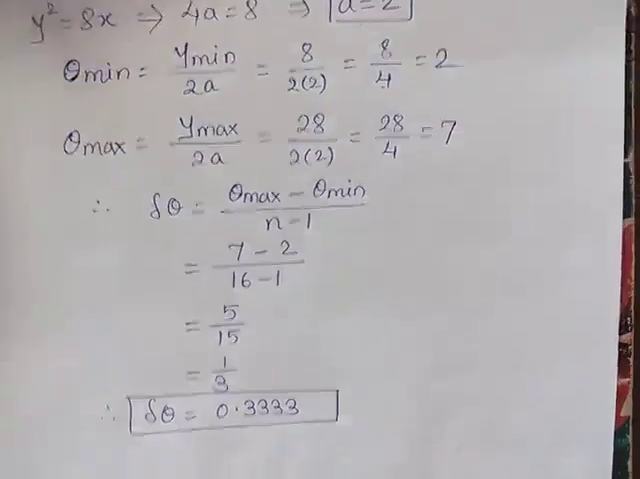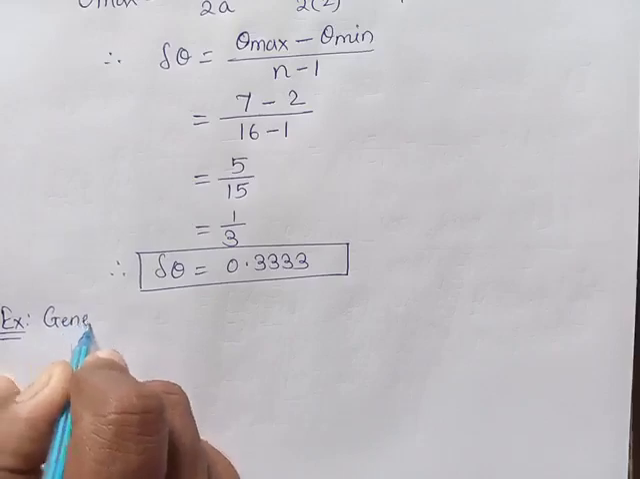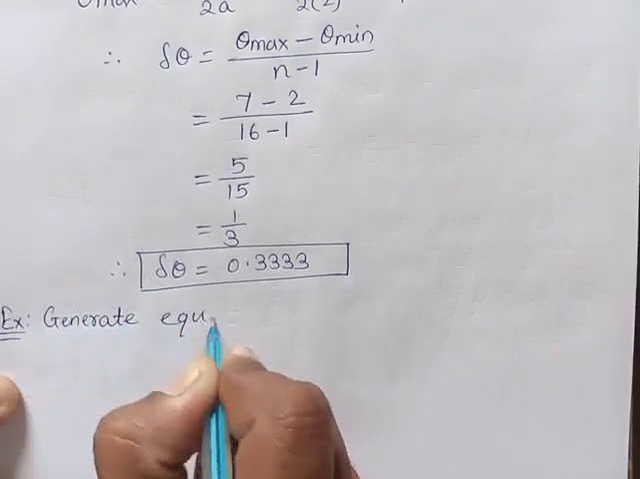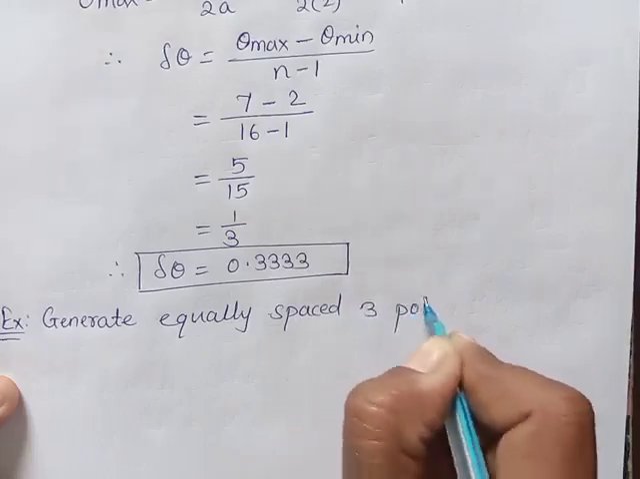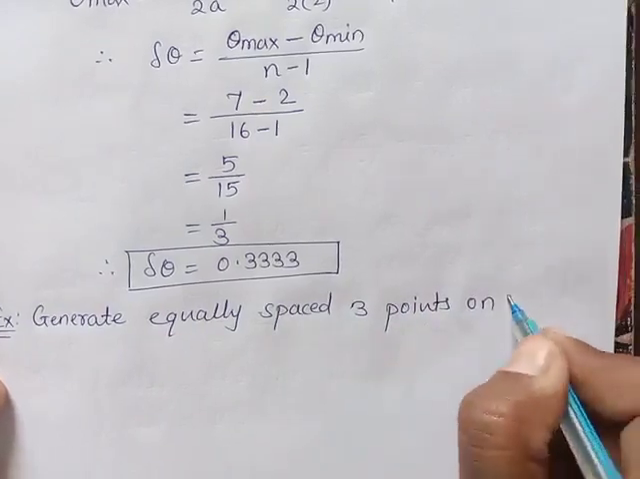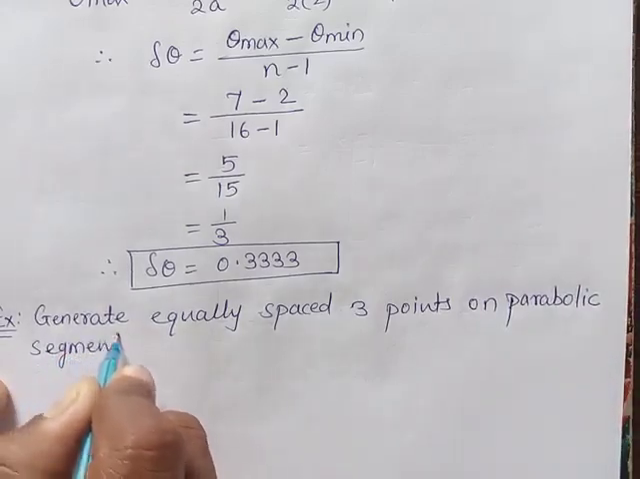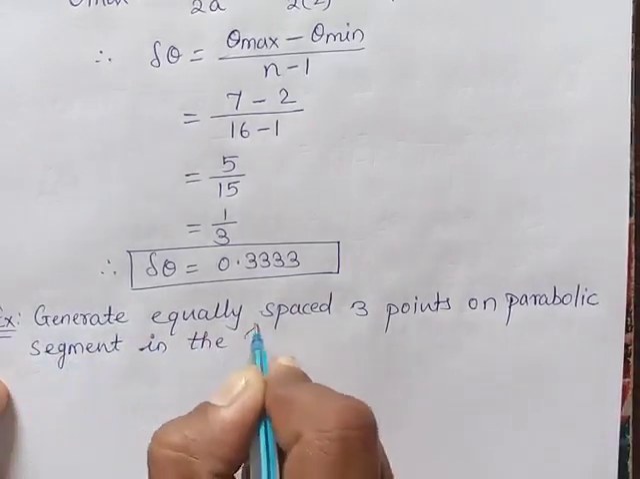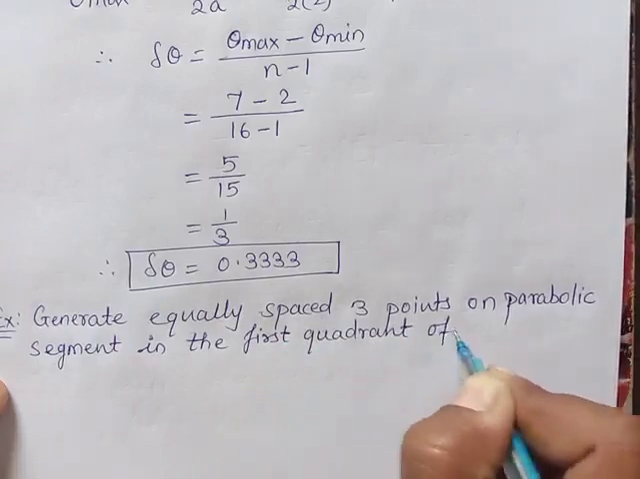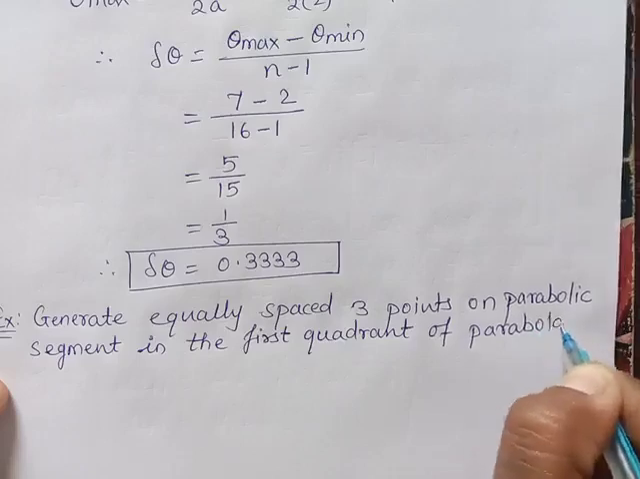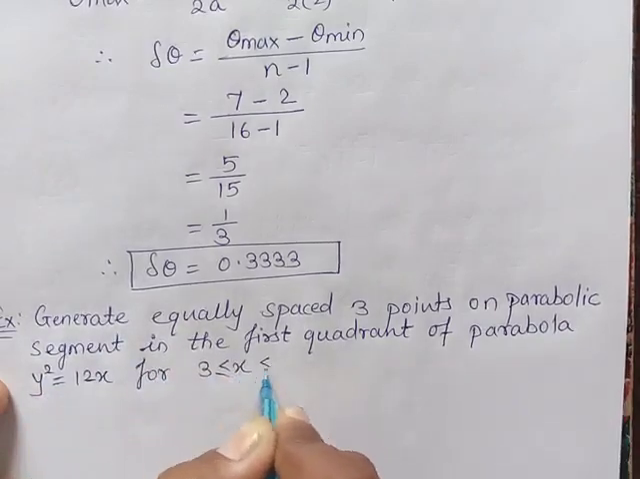Okay, now next example, generate equally spaced 3 points on parabolic segment in the first quadrant of parabola y² = 12x for 3 ≤ x ≤ 12.